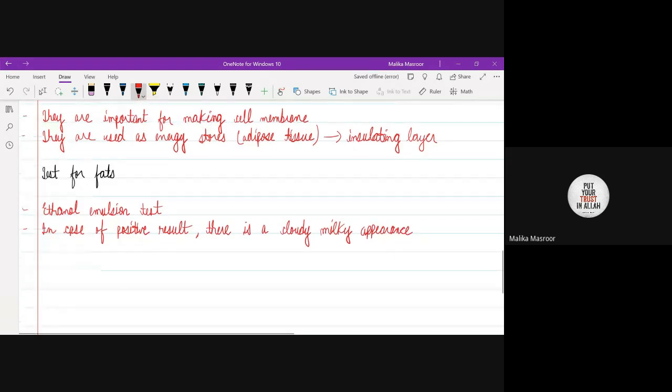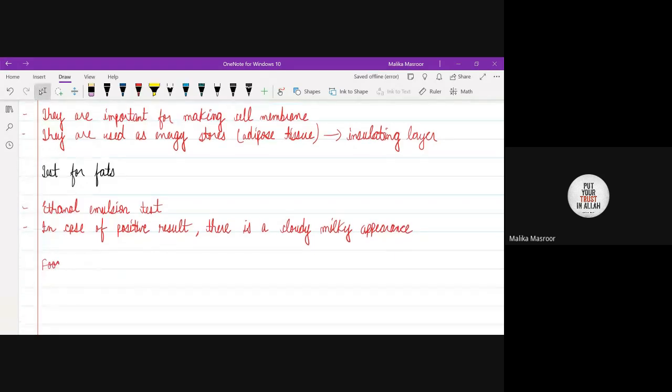Okay, firstly you add the food into ethanol and then into water. That's the sequence. And then if it's positive, then it will give you your cloudy milky appearance. Clear? Any questions?